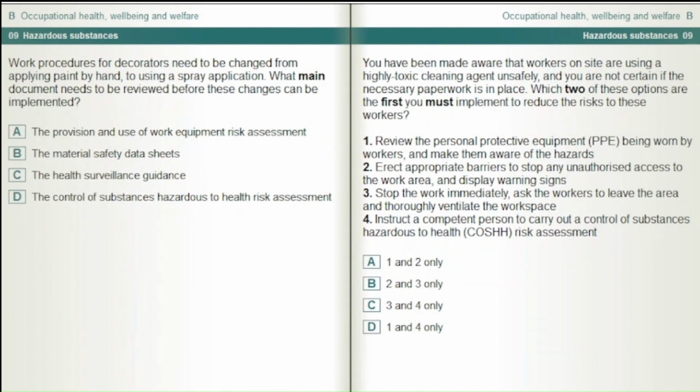Work procedures for decorators need to be changed from applying paint by hand to using a spray application. What main document needs to be reviewed before these changes can be implemented? The provision and use of work equipment risk assessment. The material safety data sheets. The health surveillance guidance. The Control of Substances Hazardous to Health risk assessment.